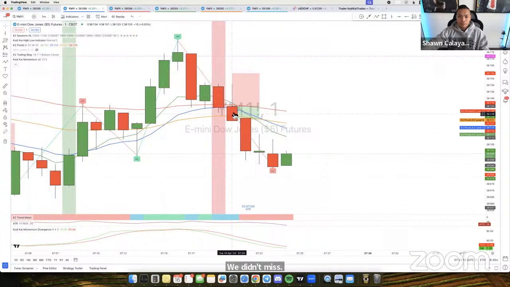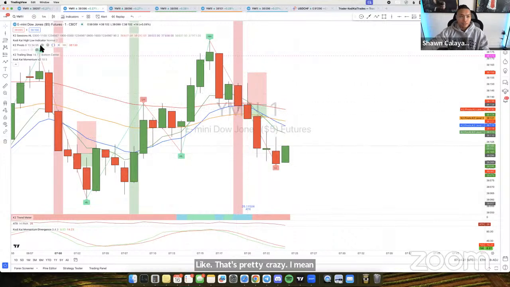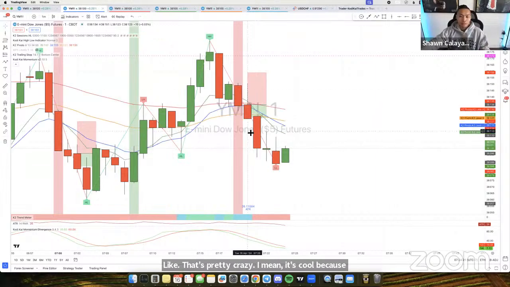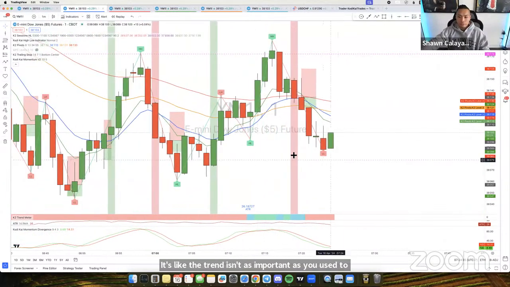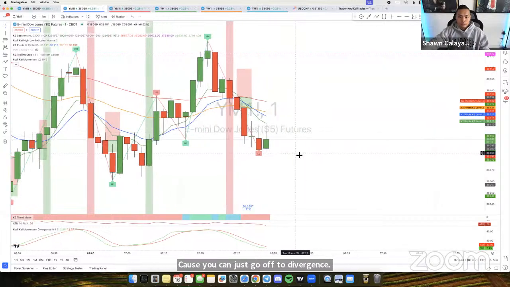But you can see again right here, no trend, but you had the divergence here that was already bearish. That's pretty crazy. It's cool because you don't even need the trend. Well, you should have the trend, but the trend isn't as important as it used to be, because you can just go off the divergence. All right, so I'm going to look for some retracement here and the possible continuation.